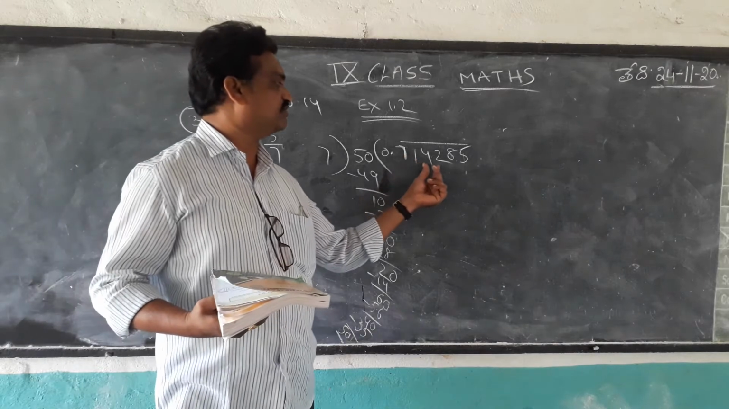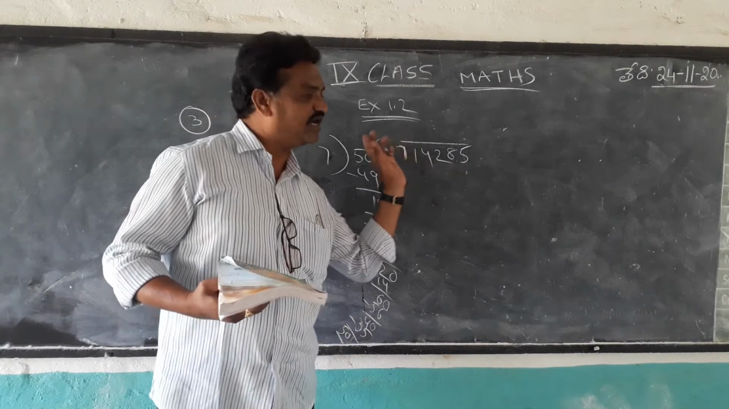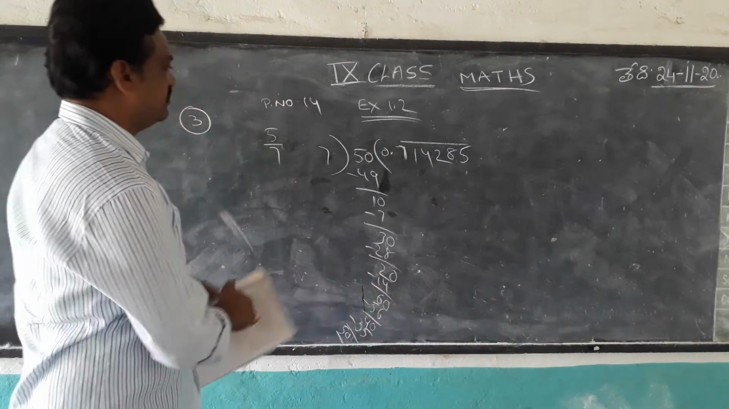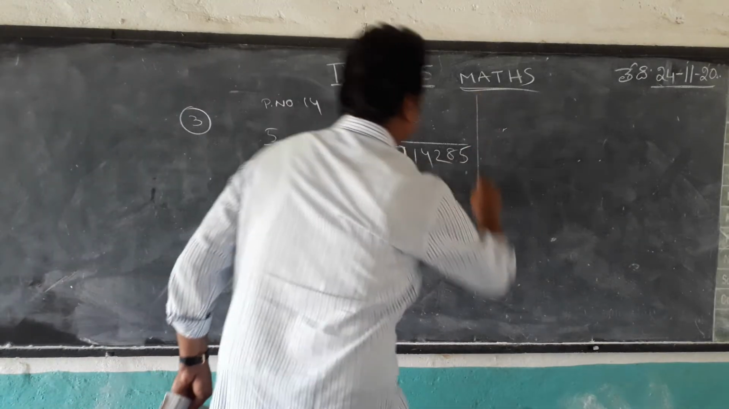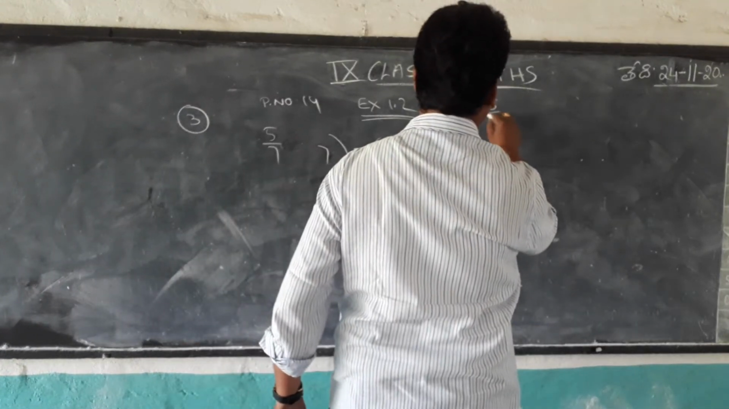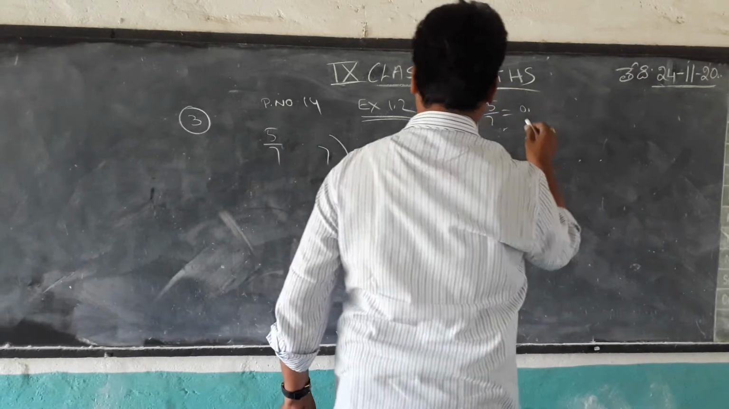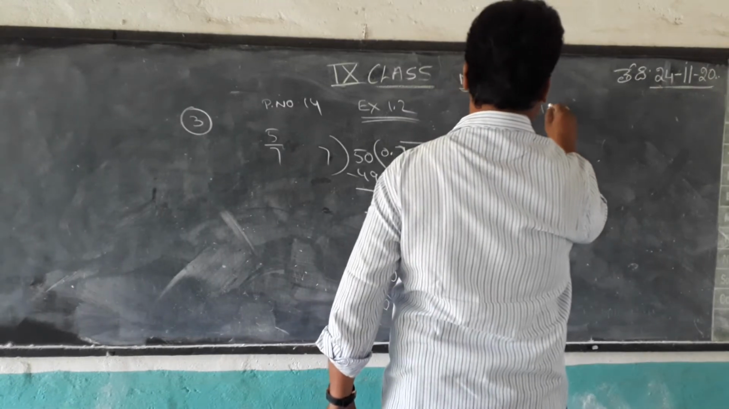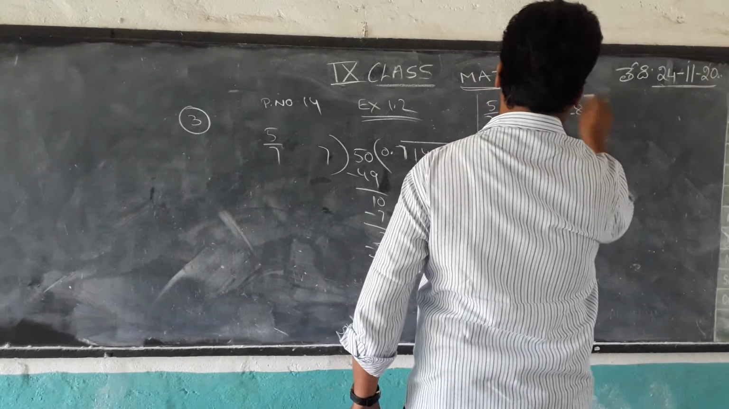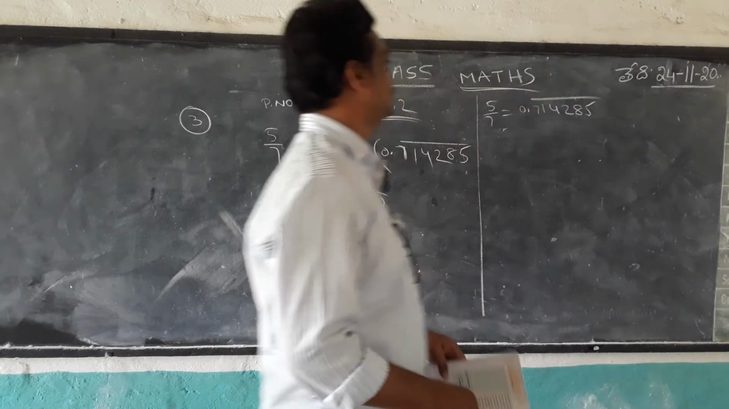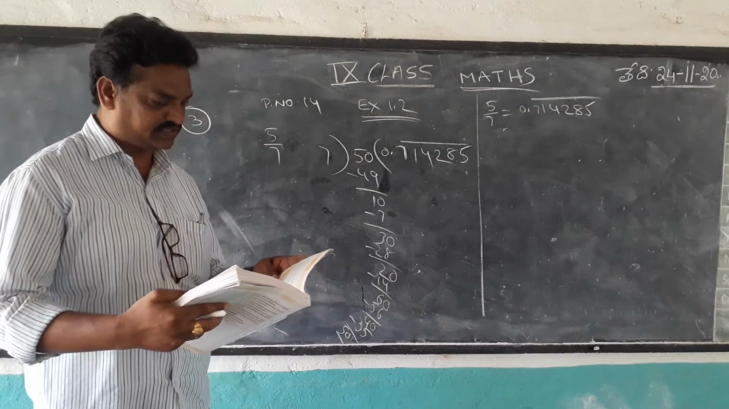Therefore 0.71428 also repeats. So 5 by 7 we can write as 5 by 7 is equal to 0.714285 bar. Next, 7 by 9.